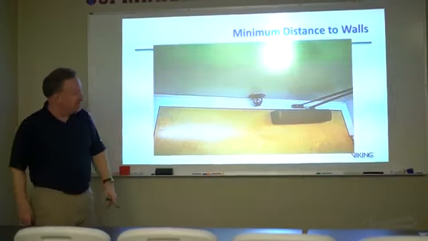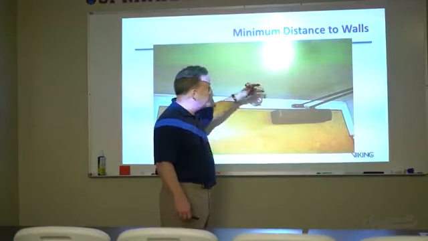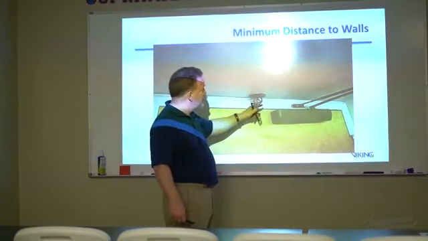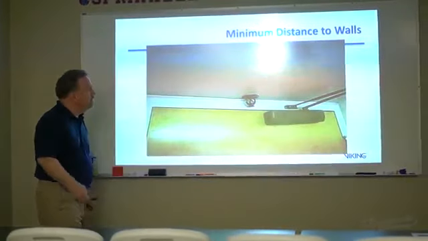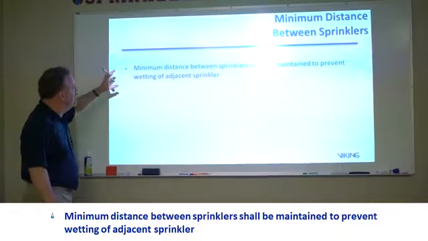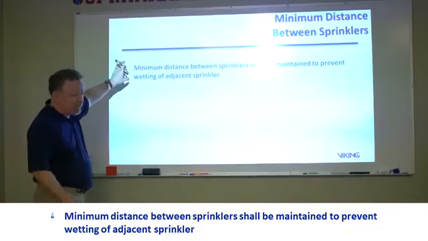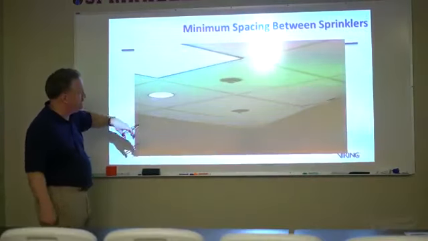Also, that's in a shadow zone. Yes, this is too close. This is one of those things, like a smoke alarm, where it's going to be very difficult for heat to collect in here. So that's why minimum distances are important. Minimum distances need to be maintained, as I said, to eliminate wetting of that particular sprinkler.